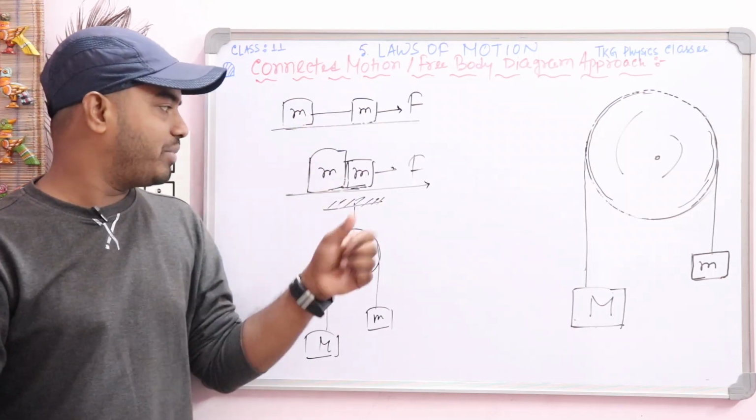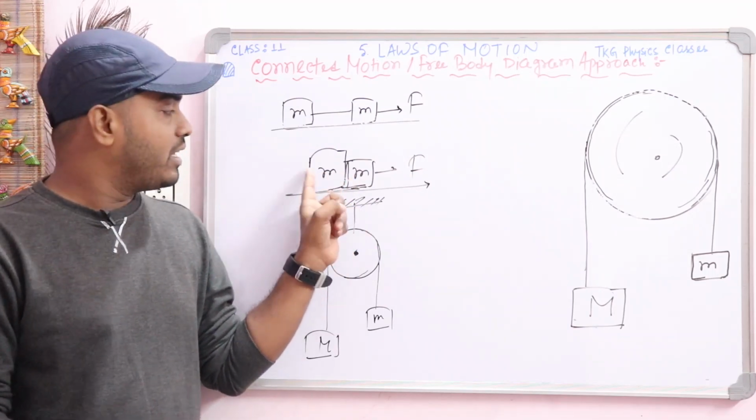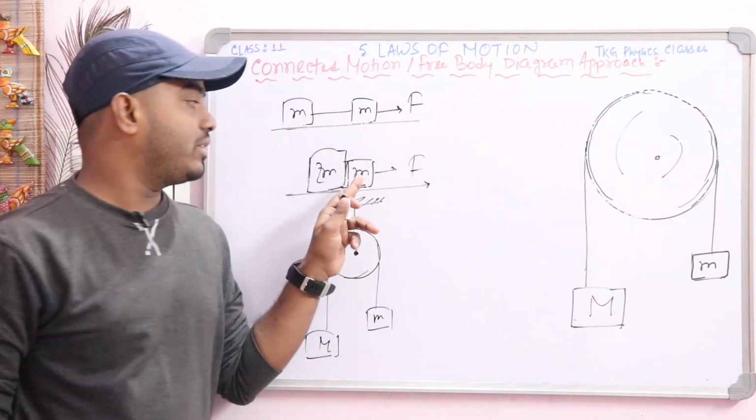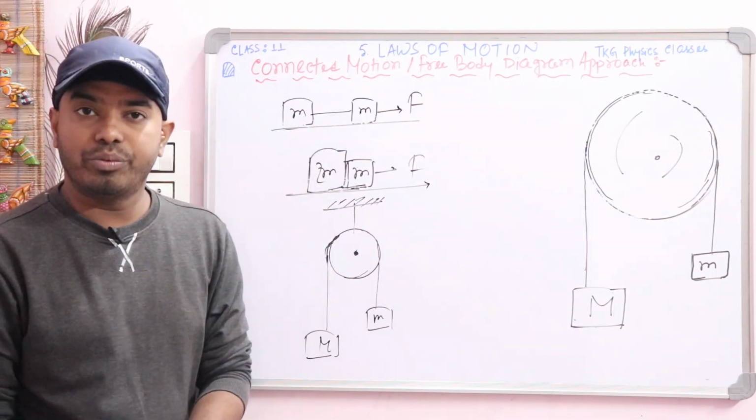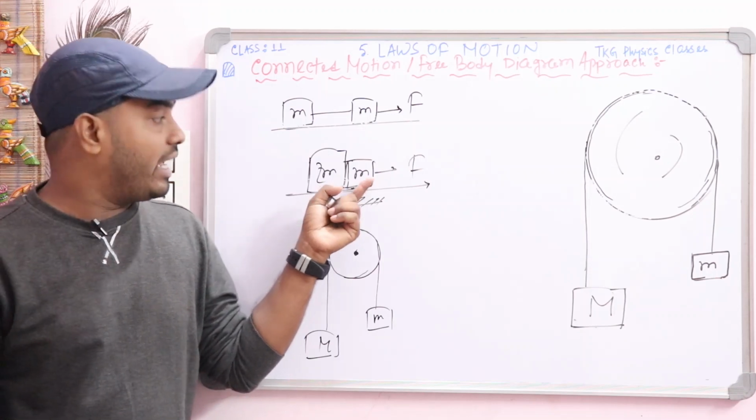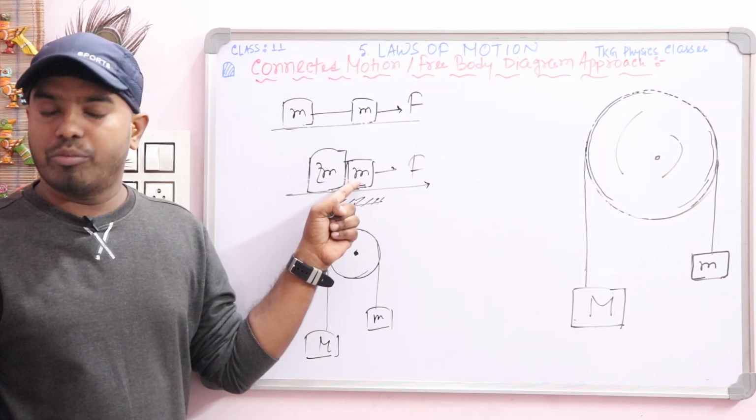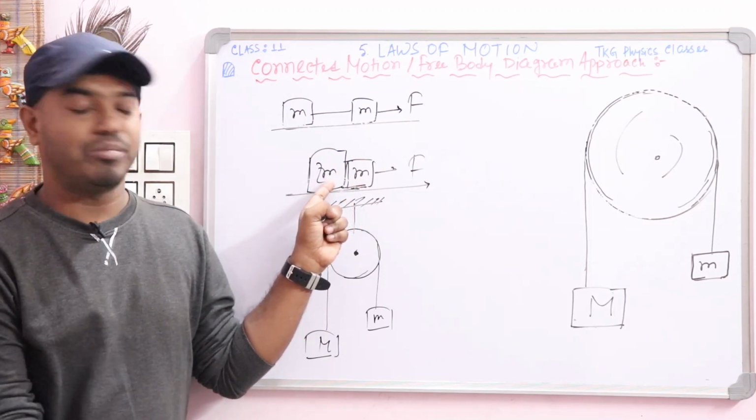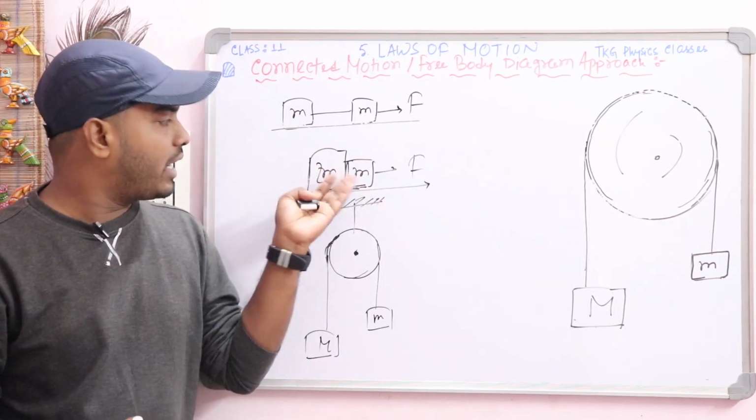You see another example. Here two bodies: this one is a bigger body of mass capital 2m, and this one is of mass m. Both are connected not by a string or a rope, but directly with one another, and force capital F is applied along this direction. So obviously this body is under motion, as well as the body of mass 2m, because both are connected. This is also an example of connected motion.